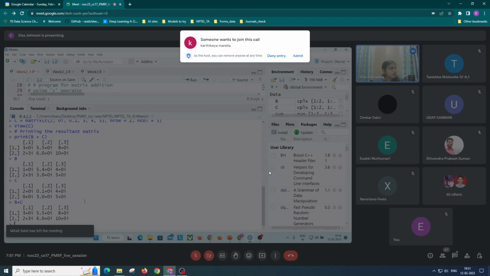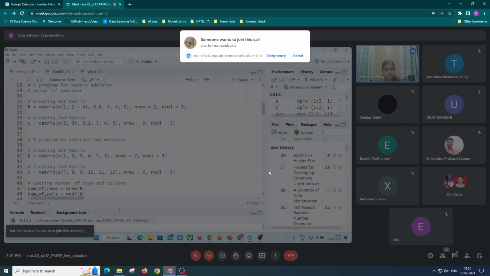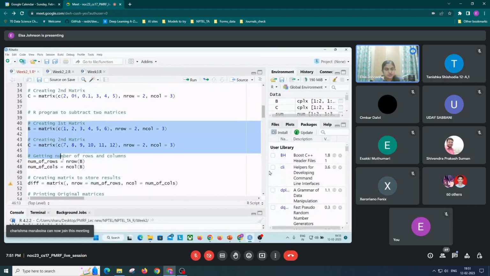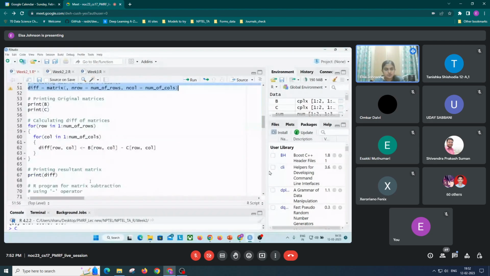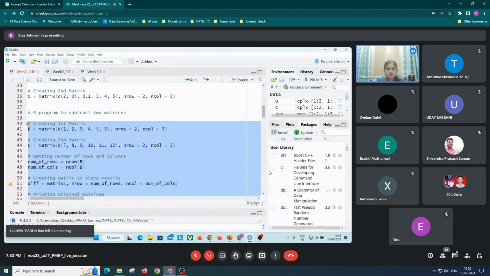Now the next one is subtracting two matrices. I'll just go directly. I'll just print the whole thing. So here also, like earlier, I'm just putting a for loop. The same operation comes there, element wise. This is one method of doing it. You don't have to go into this much detail, because you can just put b minus c also.